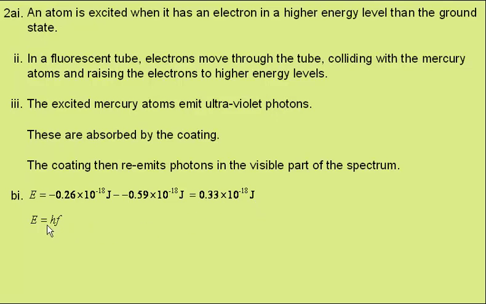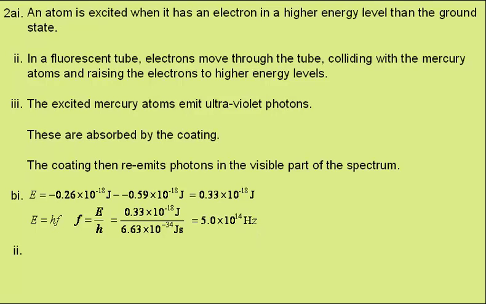Then we can use E equals hf, where h is the Planck constant and f the frequency. Rearranging, we get the frequency is the energy of the photon divided by the Planck constant. Putting in the values given, the Planck constant is on the formula sheet, gives a frequency of 5.0 times 10 to the 14 Hertz.